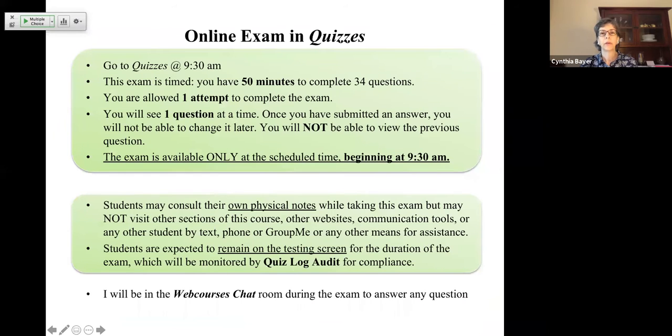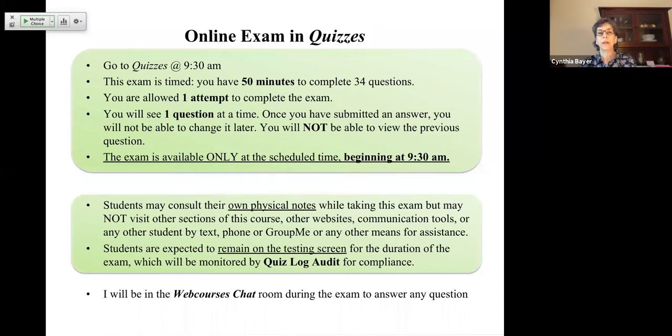And this is our reminder of any of our online exams. It is already published. It's set up in the quizzes tab. You'll see an exam labeled exam 2. It begins at 9:30. It is a timed exam. Everyone has 50 minutes.